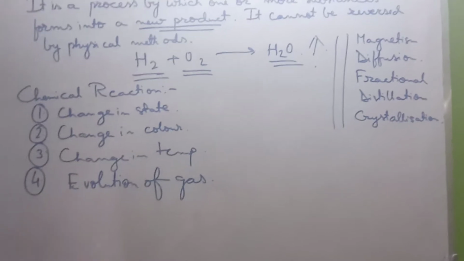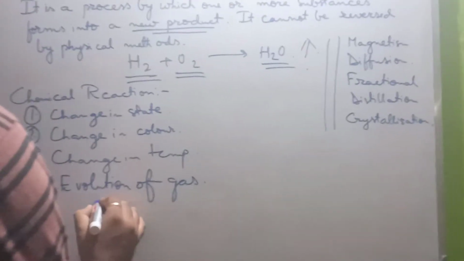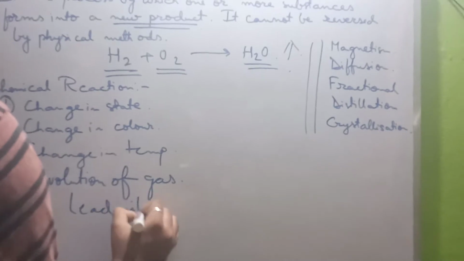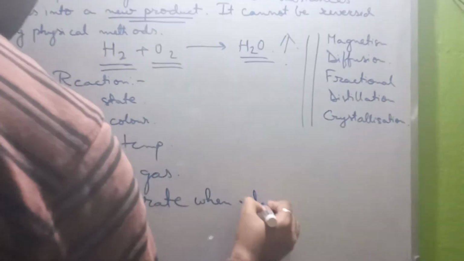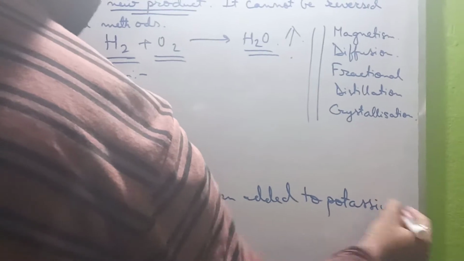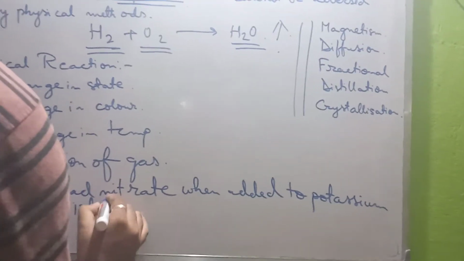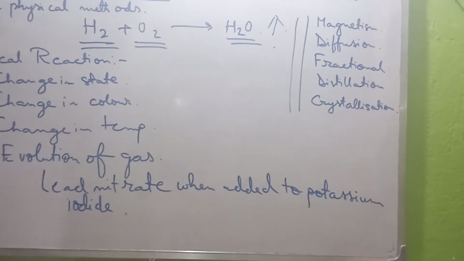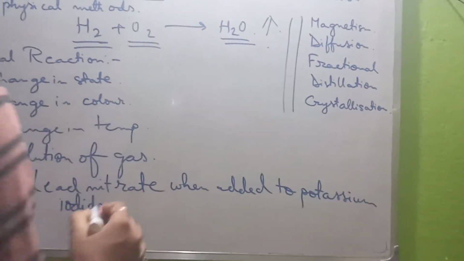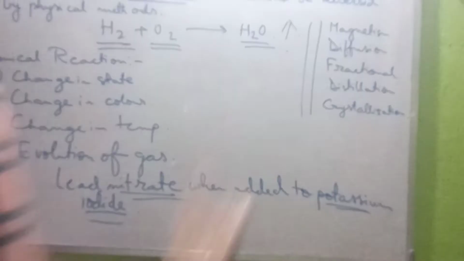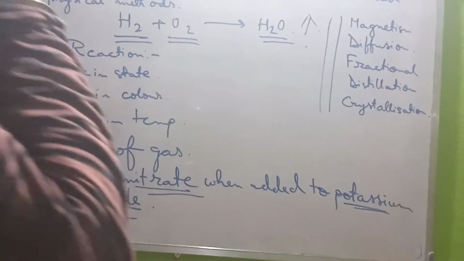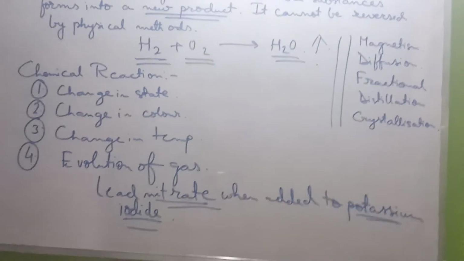Now, in your book you will find that lead nitrate, when added to potassium iodide, forms a new substance. Here lead nitrate and potassium iodide are the substances which are added together to get a new substance. So this is the chemical reaction we are talking about.